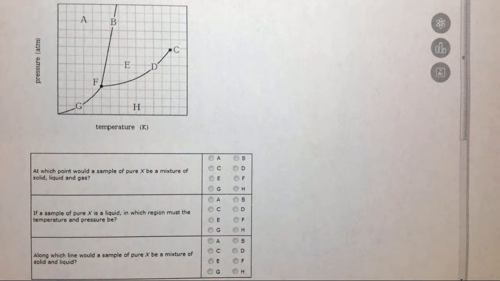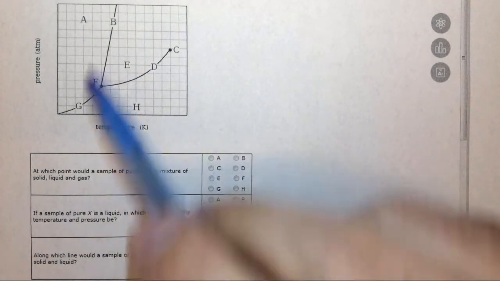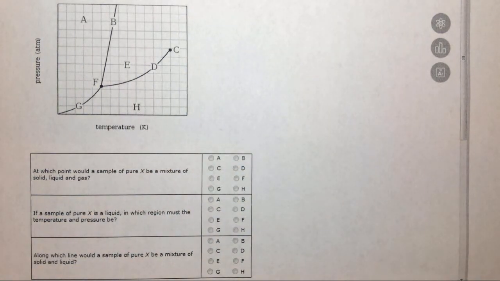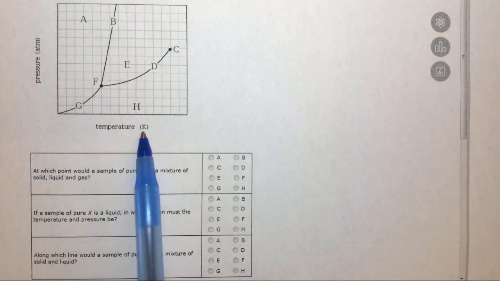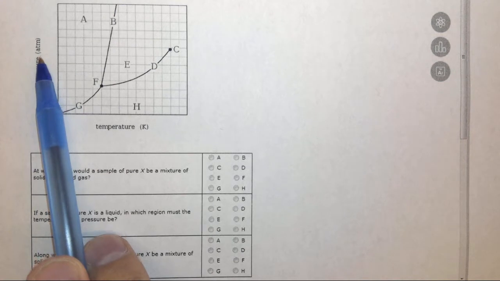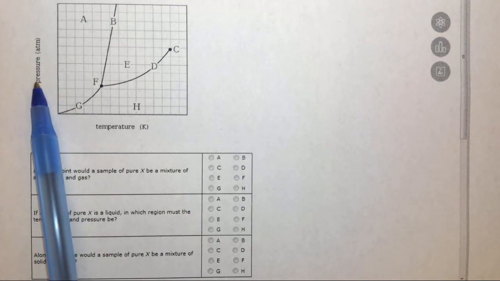In this question, we're given a phase diagram and we're asked for several pieces of information about it. Before we do that, though, let's identify the different parts of the phase diagram based on the letters that are given here. So, a phase diagram has temperature on the x-axis, in this case in Kelvin, and pressure on the y-axis, in this case in atmospheres.